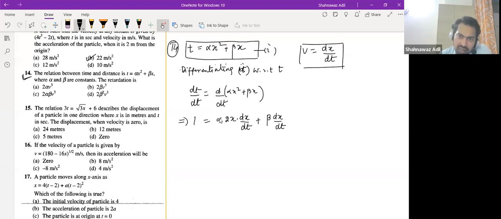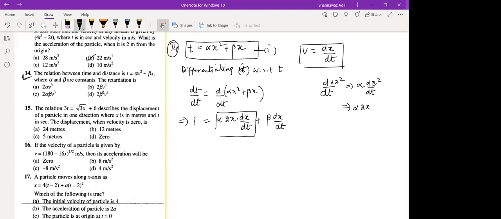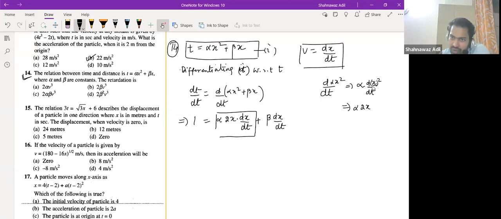Did you guys understand this part? We had d by dt of alpha x square, and we put alpha outside, and this was d by dt of x square. So x square is an algebraic function, and when we do the differentiation, this would be 2x, right? But inside we have this function also, so we'll also have to take the chain rule. So then we'd also have to take the differentiation of this quantity, so this would be dx by dt.